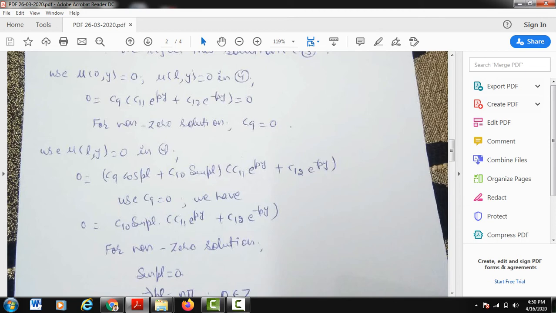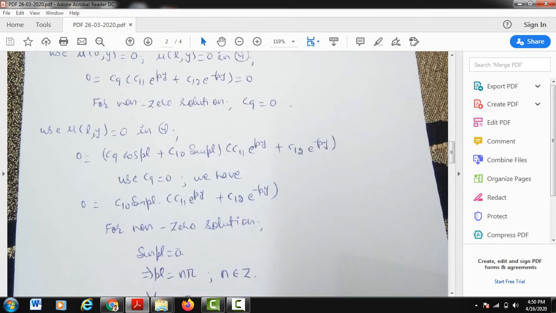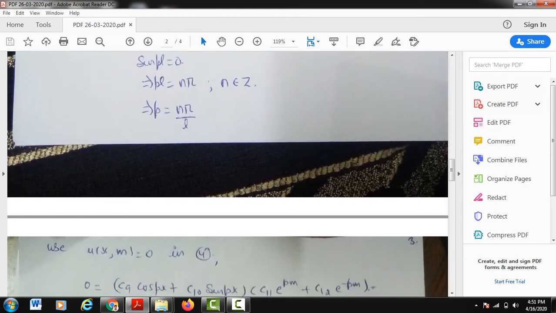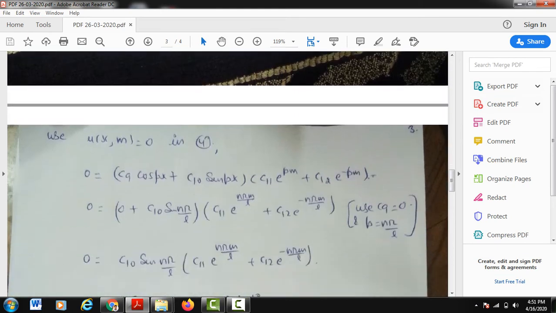This factor is non-zero because we want to deal with the non-zero solution. So the only possibility is C10 sin pl is 0. Again the product of these two terms is 0, so either C10 is 0 or sin pl is 0. For the non-zero solution again C10 should be non-zero, so the only possibility is sin pl is 0. So if sin pl is 0, I will get pl equal to n pi, where n is an integer, and p is equal to n pi over l.